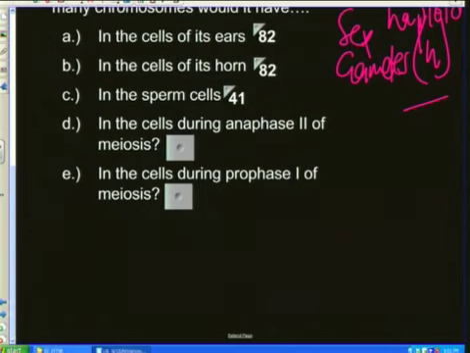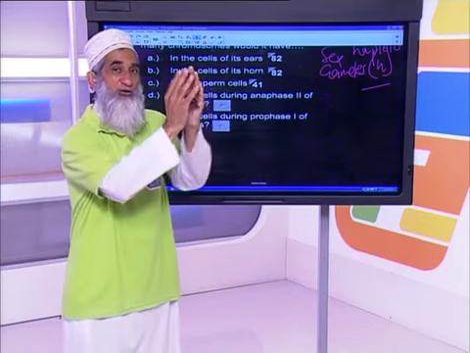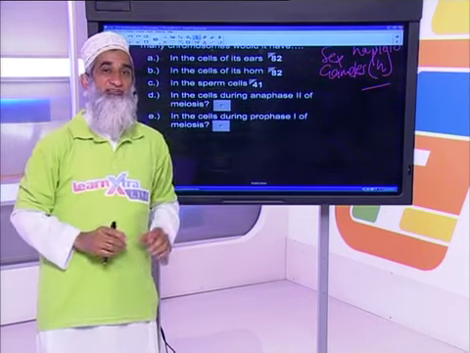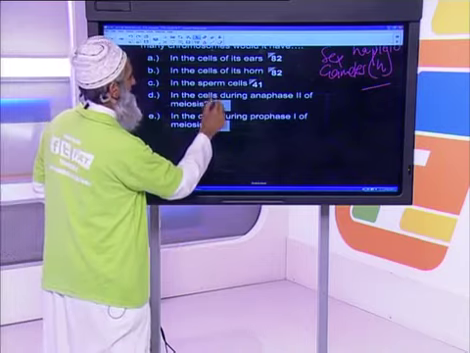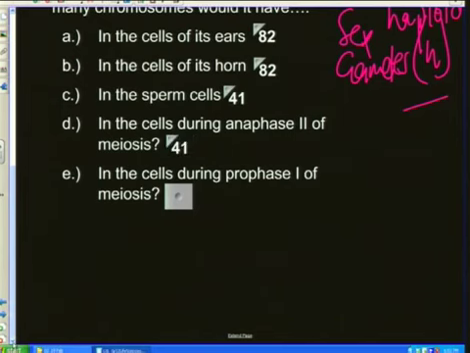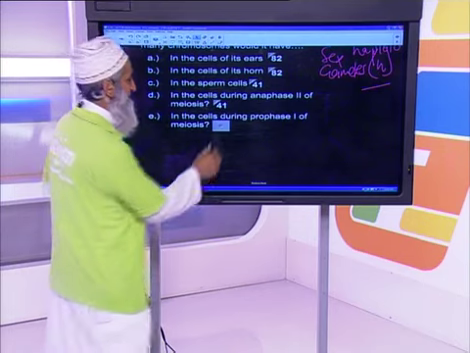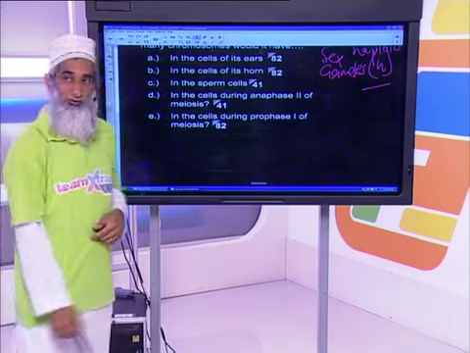In the cells during anaphase 2 of meiosis. Remember, in the first half of meiosis, the chromosomes move to opposite poles already. So in the first division of meiosis, the chromosome number is already halved. So in anaphase 2, it should be half already, 41. In the cells during prophase 1 of meiosis, the cell's chromosomes have not divided yet. So therefore, it should still be 82. I'm hoping we got through that.